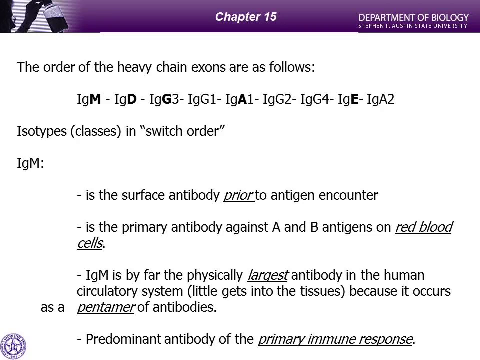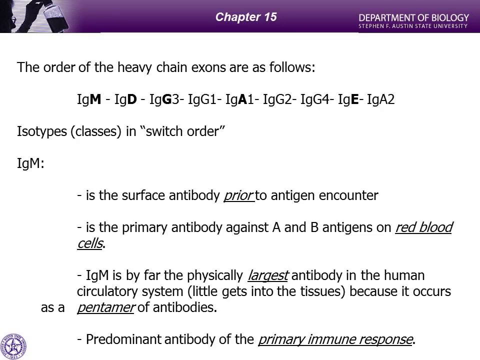And left to right is 5' to 3'. That's how they exist on the chromosome, and that's the order in which you see them produced during an immune response. So let's take these in order and talk about their structure and also their function.